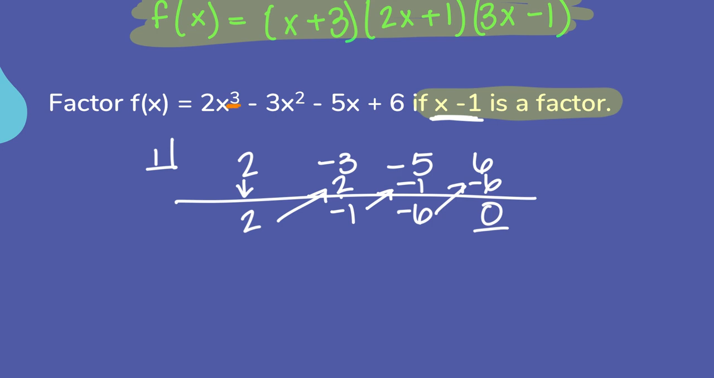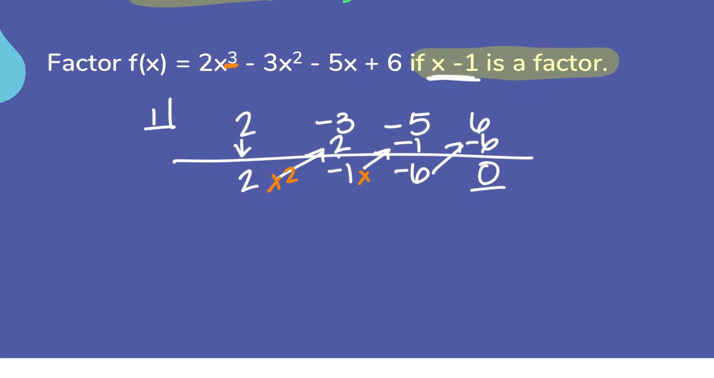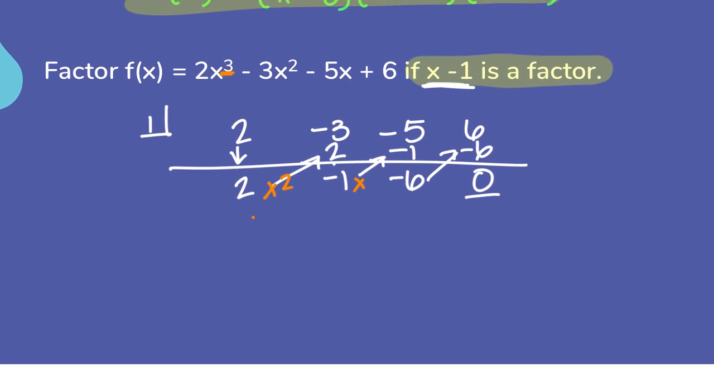1 degree less than what I started with, x squared, x. So right now I'm going to have 2x squared minus x minus 6. And don't forget, they told me x minus 1 is a factor. So I'm going to go ahead and add that in. Am I done? Let's check. Can I factor my quotient?